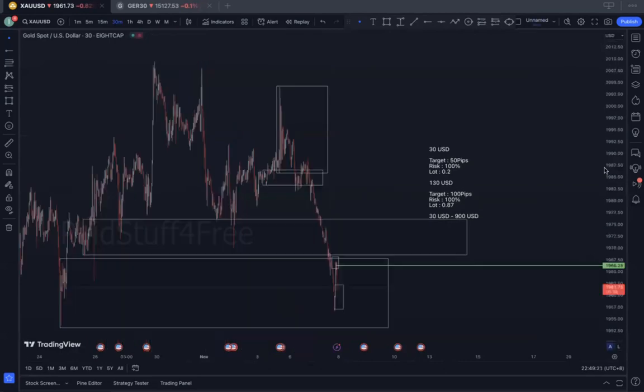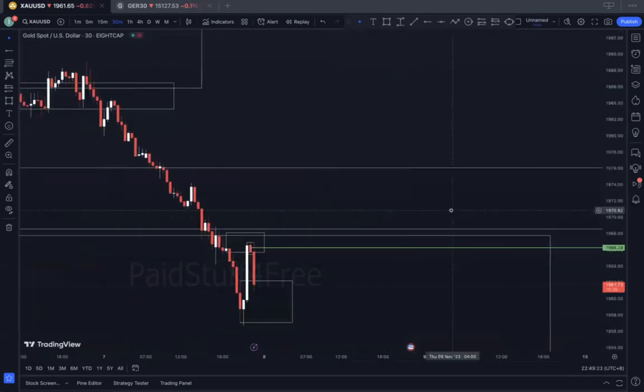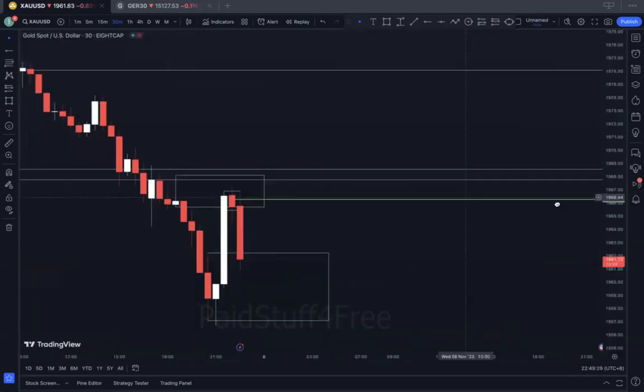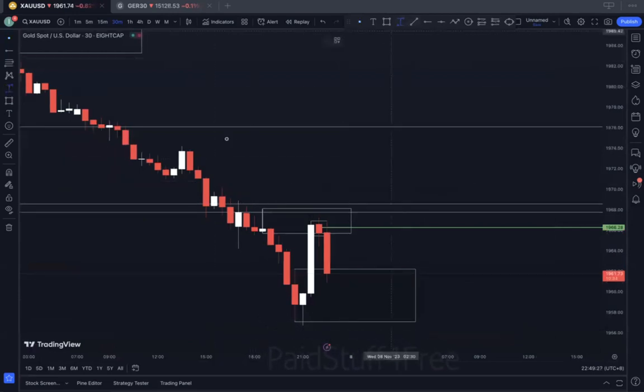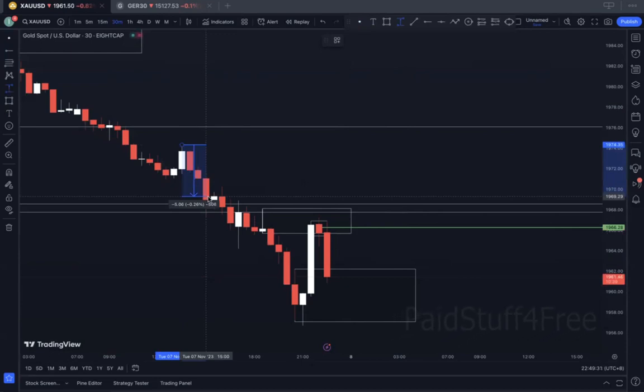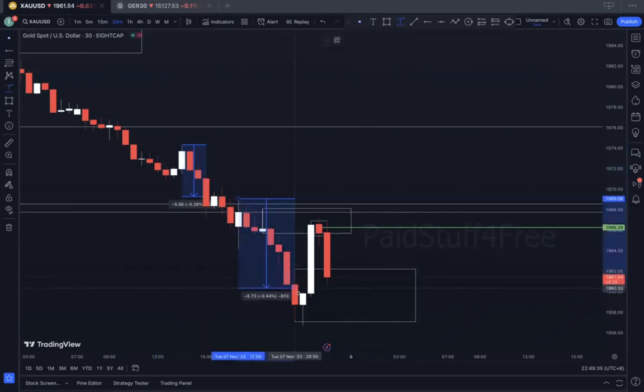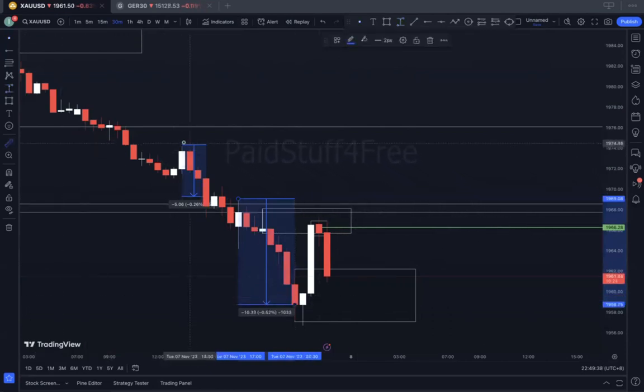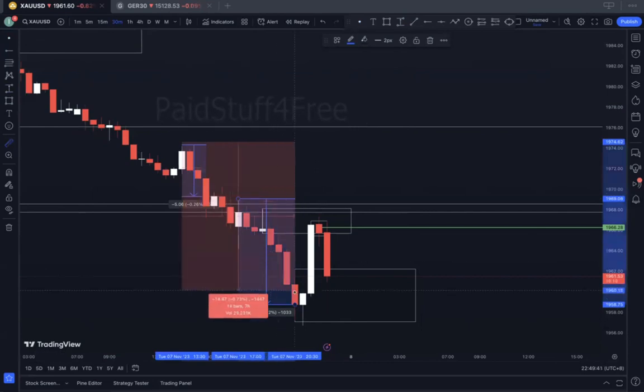If just now you were doing this one, you took a sell somewhere around here and then looked for 50 pips, so maybe somewhere around here. And then your second entry is going to be somewhere around here. Look for 100 pips. And then boom, in just about 7 hours.